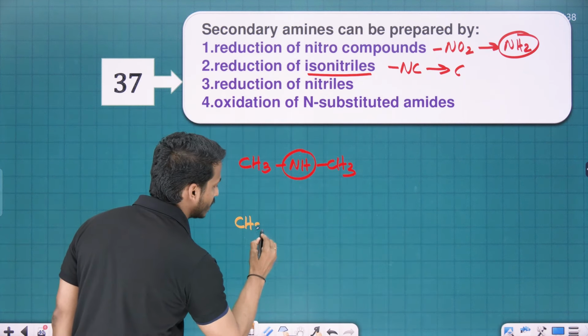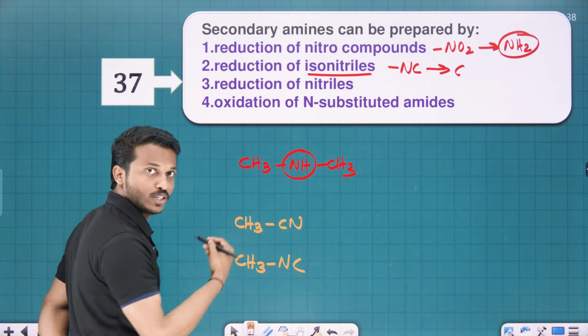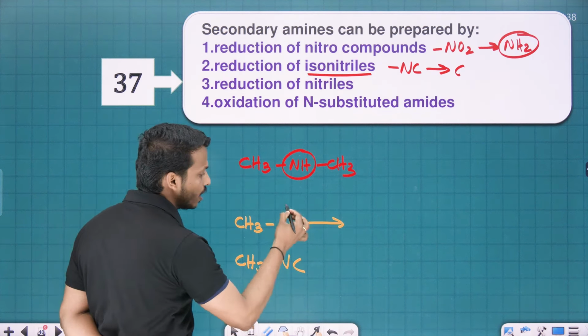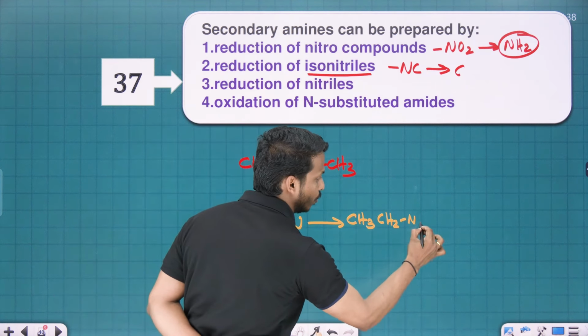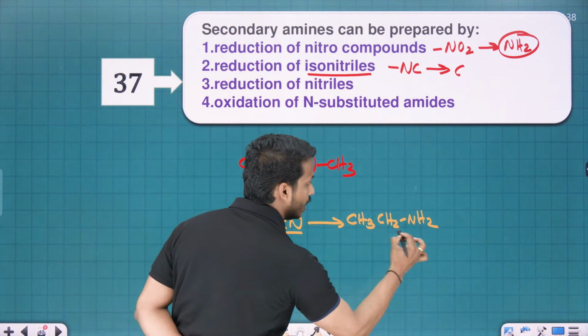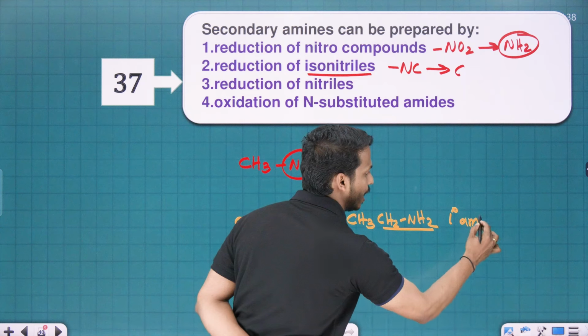If you have CH3CN and CH3NC, what are these? Cyanide and isocyanide, right? Cyanide on reduction gives CH3CH2NH2. Basically, CN becomes CH2NH2. It's a primary amine. Cyanide on reduction gives a primary amine.